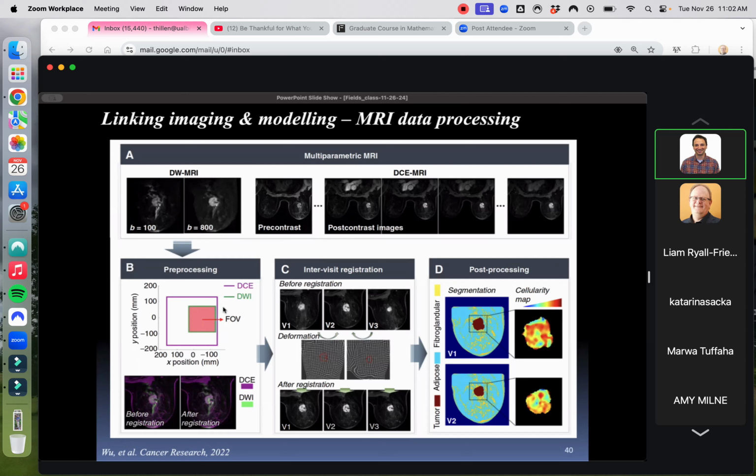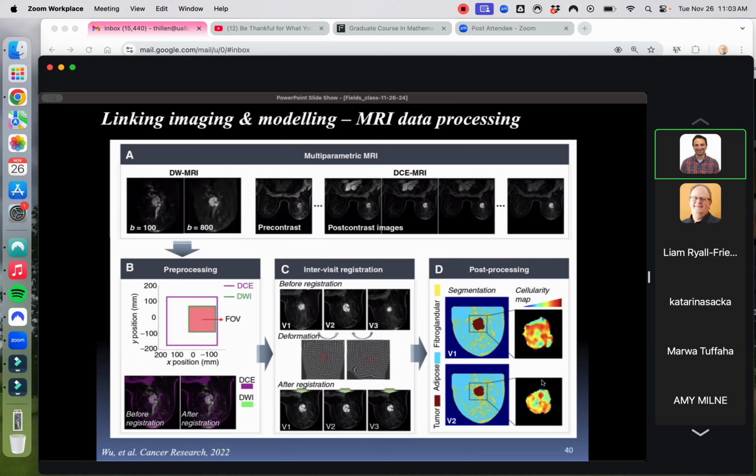So after they've been registered both within one visit and then between the visits, then you can segment the tissue, use your high-resolution images to segment here into fibroglandular tissue. The yellow stuff, the teal stuff is the adipose tissue, and the tumor right here is the red. Here it is for visit 1 and visit 2, and they're aligned, and then you can see the cell density map. The red indicates a higher cell density, the blues and yellows, blues and greens are less. And so these are the cell density maps.